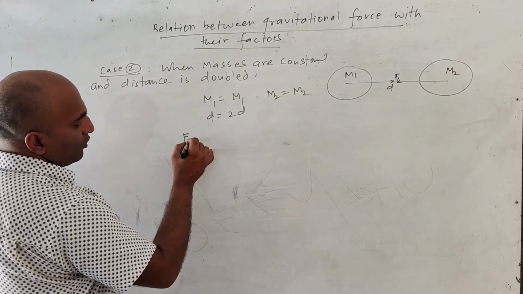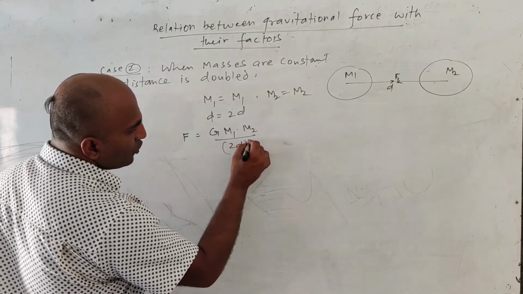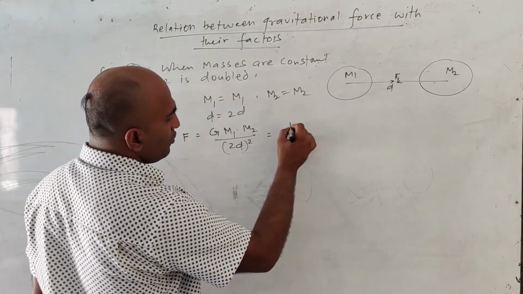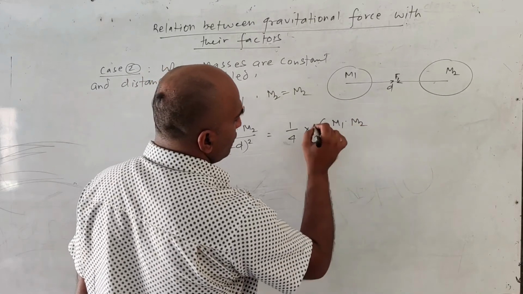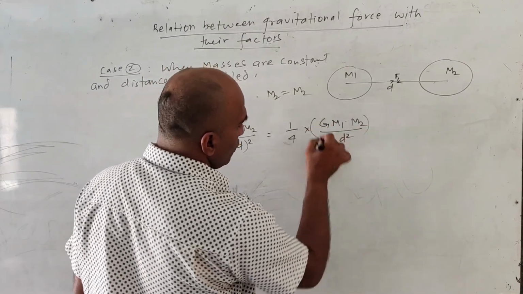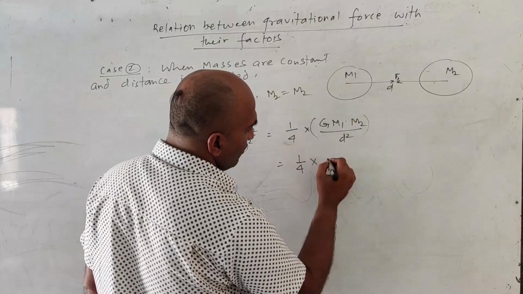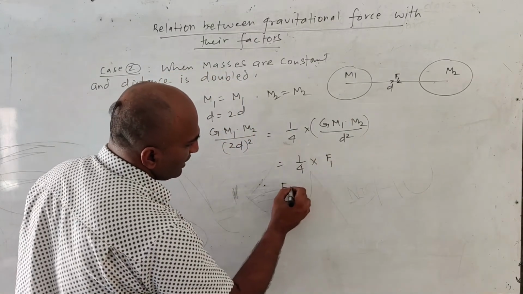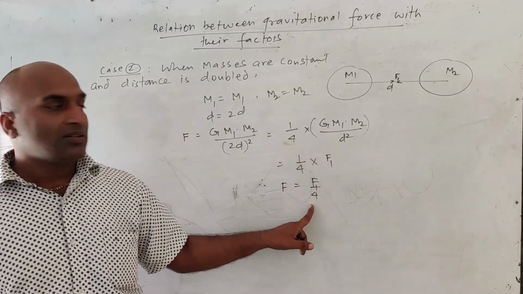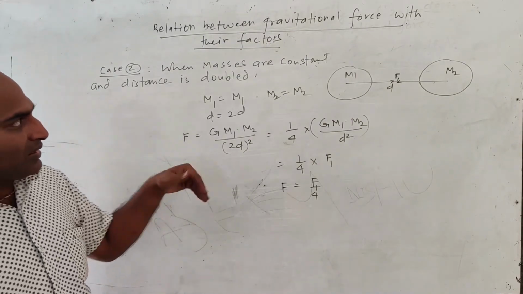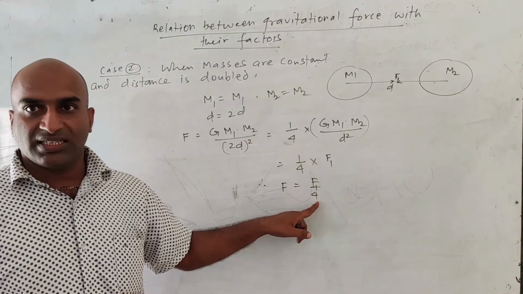So as we know, force will be equal to G M1 into M2 by distance, here 2D, therefore 2D whole square. This is equal to 2 2s are 4, 1 by 4 into G M1 into M2 by D square. So you can write 1 by 4 and the value of this is equation 1. You can write GM1M2 by D square, this is equal to F1. Therefore, in this condition, F1 by 4 means that the gravitational force decreases by 4 times. This means we can be clear from this relation that if distance increases, gravitational force decreases.